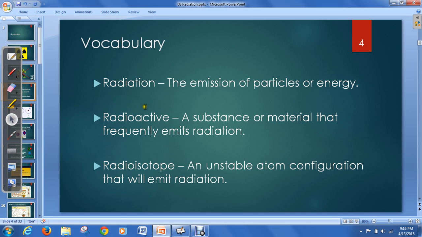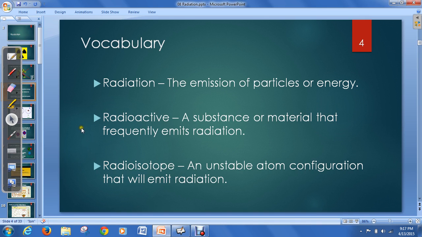So something that is radioactive is just a substance or material that frequently emits radiation. Radioactive material is something that's consistently shooting out particles or energy. That's all it is. And then we have another term which we'll look at more in a second, which is a radioisotope. That's an unstable atom configuration that will emit radiation as well.